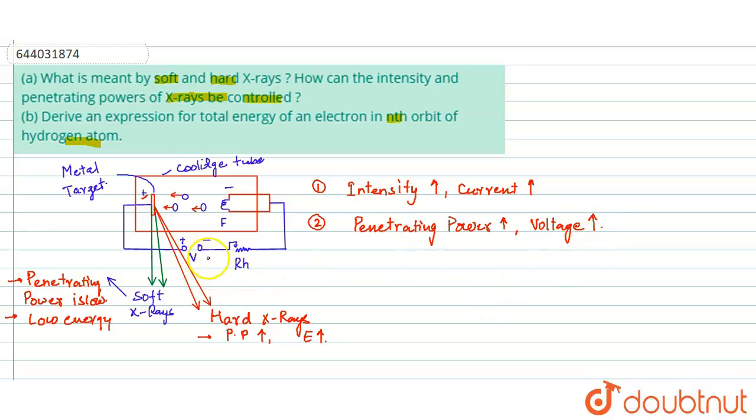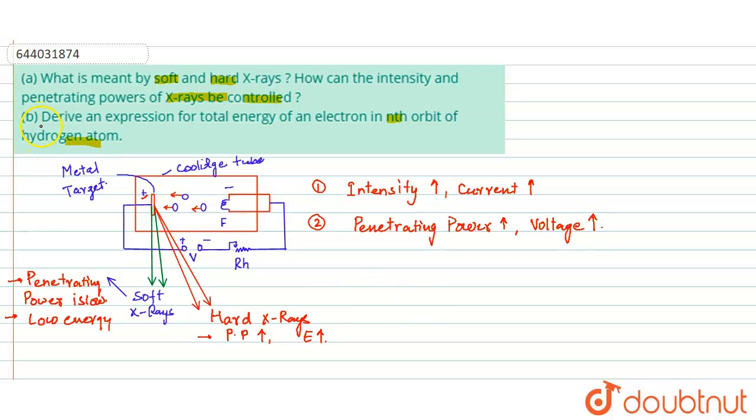If you use more voltage, more energetic X-rays, or harder rays, will be produced and their penetrating power will be more. If you use less voltage, the electrons will have less kinetic energy and the X-rays produced will be soft, or they will have less energy and less penetrating power.